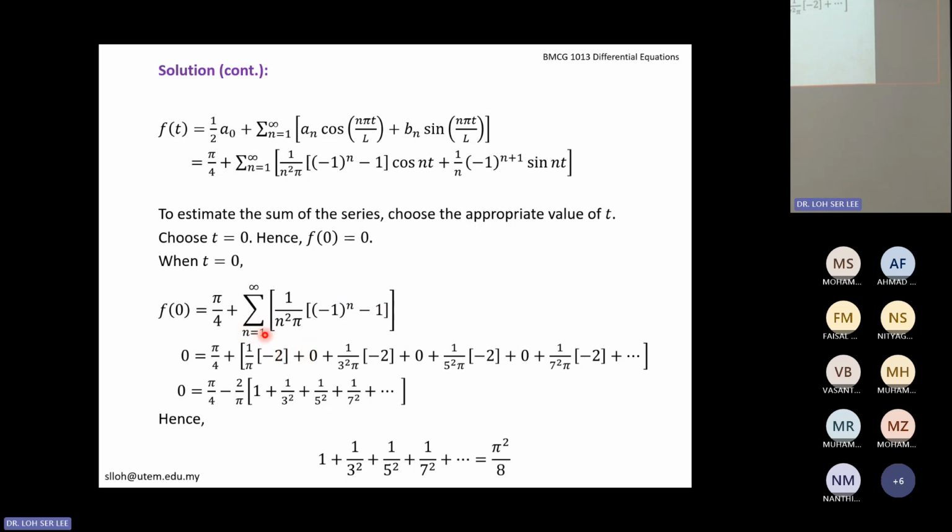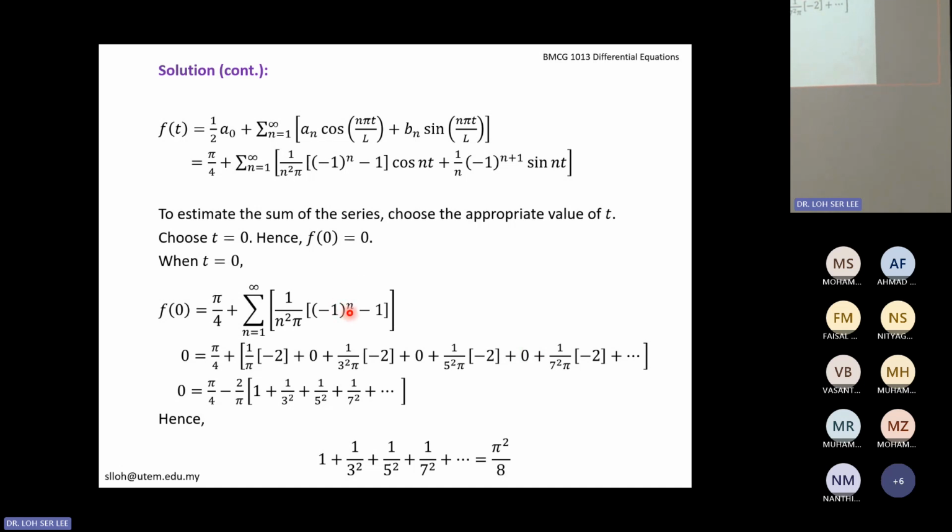When n is 2, you look at this part first. Negative 1 squared, you get 1. 1 minus 1 is 0. So when n is an even number, 2, 4, 6, and so on, you get 0. It is non-zero only when n is an odd number.